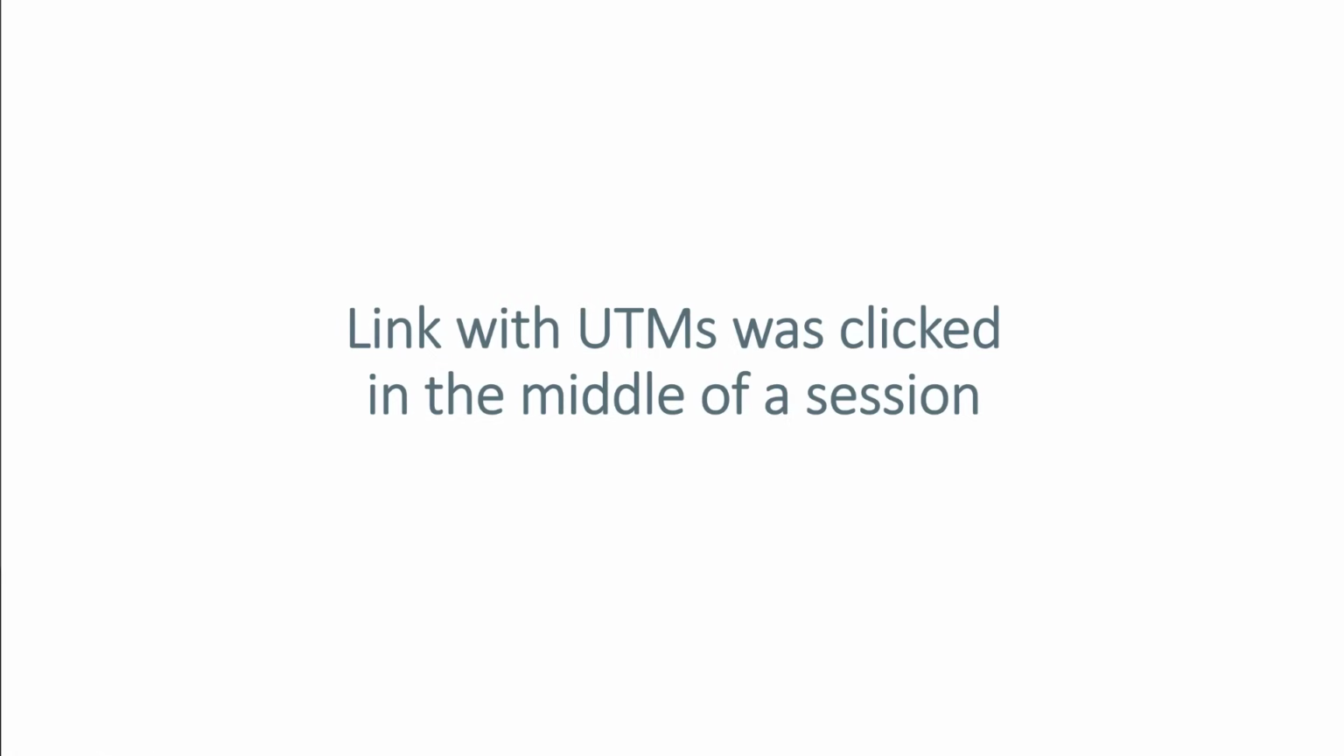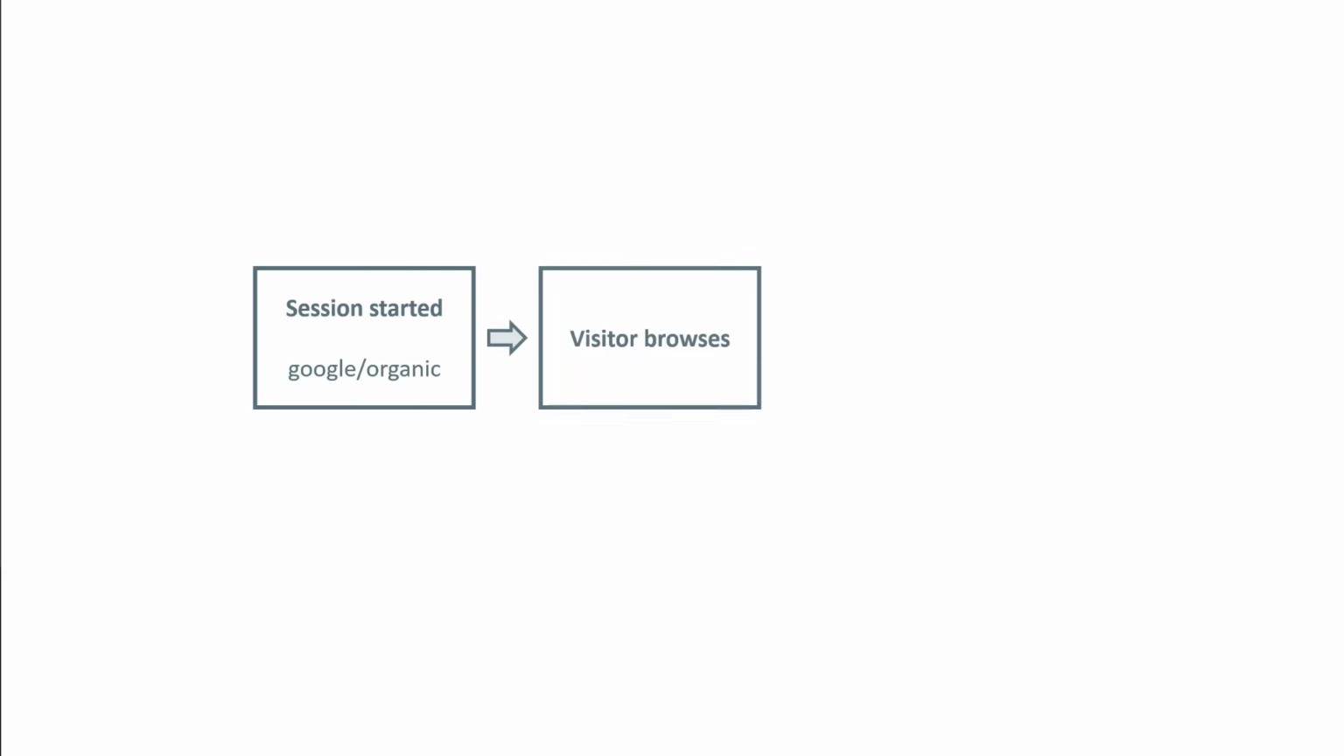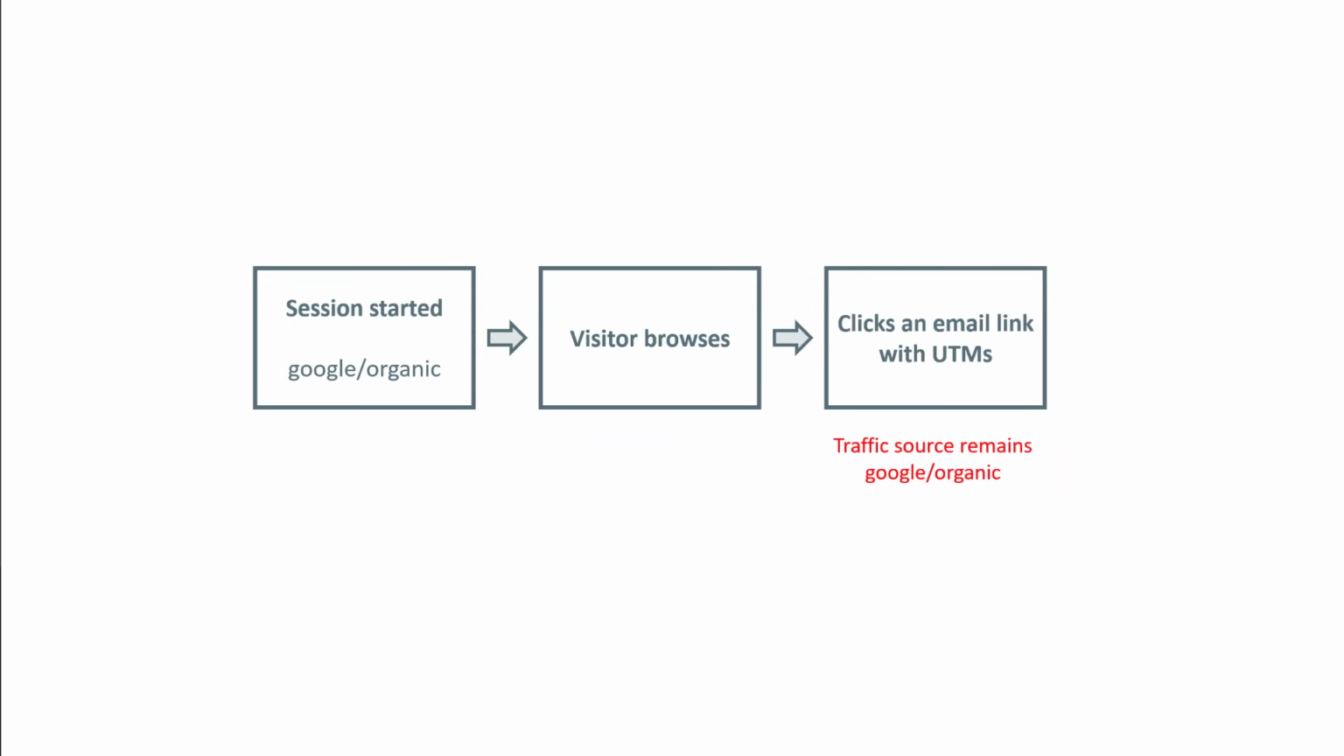Another reason is that maybe the link with UTM parameters was clicked in the middle of a Google Analytics session. For example, if the visitor lands on your site from Google Organic, then keeps browsing during the same session, and then maybe in the middle of the session clicks an email link with UTM parameters, the traffic source of this session will still remain Google Organic, because Google Analytics cares about the traffic source at the beginning of the session. Now, because of how attribution works in GA4, if the visitor comes back the next day directly, then that session might be attributed to this email link click, but this session will not. So if you're running some tests where you're checking your links that contain UTMs and you're doing that in the middle of an active session, then these kinds of tests will fail.